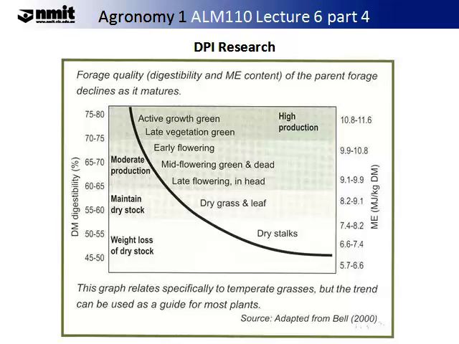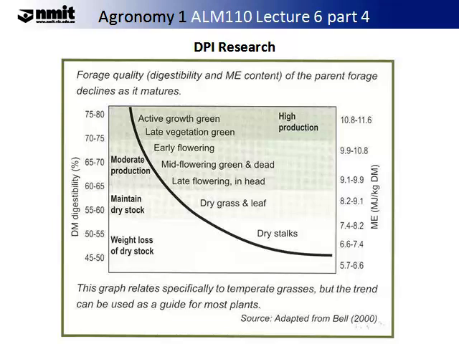This graph illustrates the relationship between dry matter digestibility and production. What it is illustrating is that the digestibility and metabolic energy of the parent foliage declines as it matures. With young active green growth, you can get between 75 and 80% dry matter digestibility. As the crop matures and you get to elements such as dry stalks, this reduces to 50 to 55%. As the dry matter digestibility is decreasing, so is the metabolic energy.